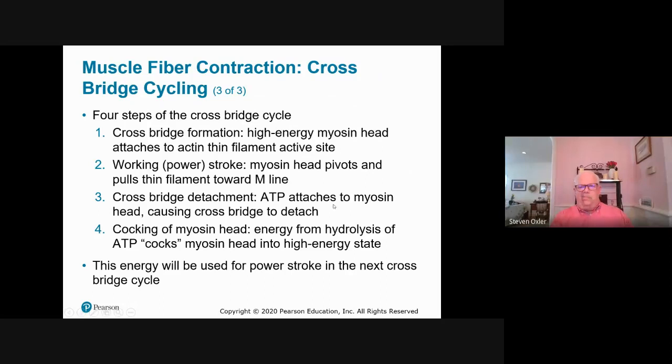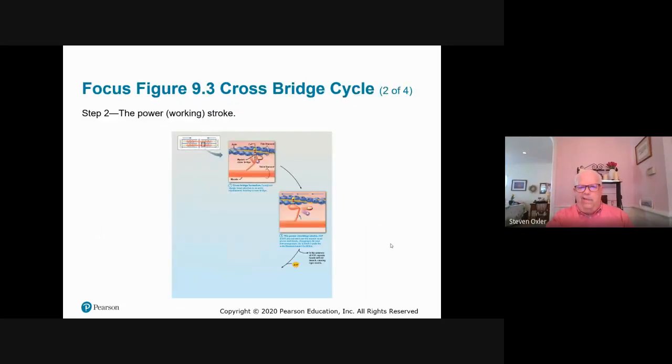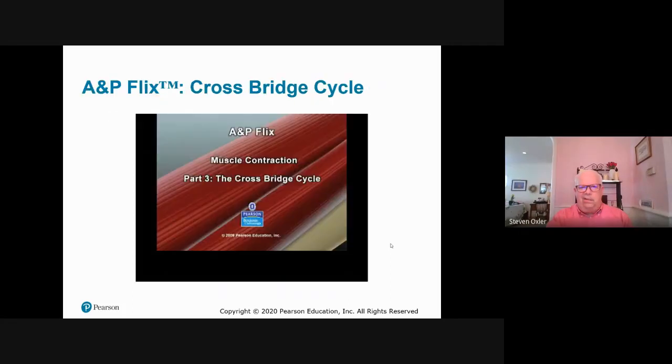ATP attaches to the myosin head, causing the cross bridge to detach. Cocking of the myosin head, the energy from the making of ATP cocks the myosin head into a high energy state. This energy will be used for the power stroke in the next bridging cycle. So that's how you form cross bridges and a power stroke. It produces ATP to be used in the next cycle.